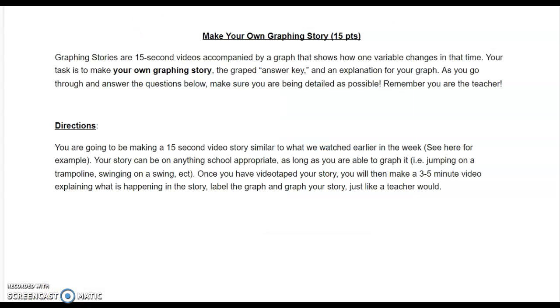Then it says your task is to create your own graphing story, which I just said. Create an answer key, and you have to explain how you're going to graph it, what your graph is going to look like, those kinds of things. As you go through and answer the questions below, it's just a yes or no, to mentally check yourself and make sure you have all these things. The more detailed, the better. Remember, you're explaining what's going on in the video just like a teacher would, and how to graph it.